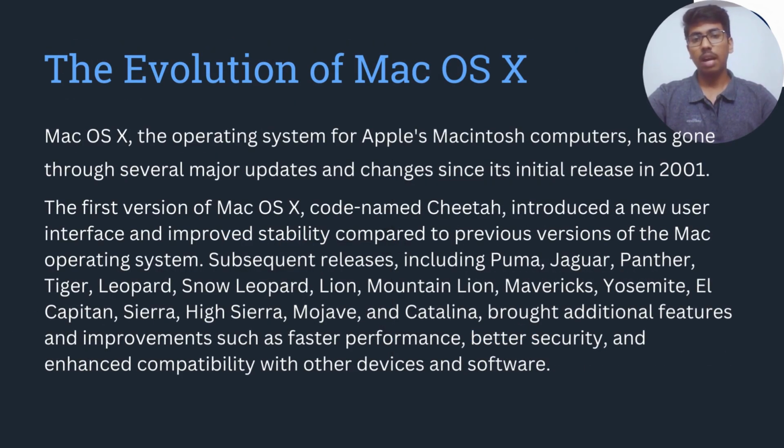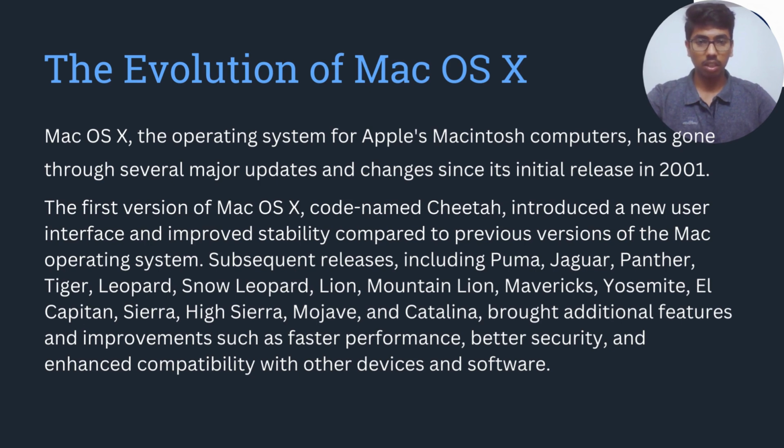The evolution of Mac OS X. Mac OS X, the operating system of Apple's Macintosh computers, has gone through several major updates and changes since its initial release in 2001. The first version of Mac OS X, code-named Cheetah, introduced a new user interface and improved stability compared to previous versions of Mac operating system.